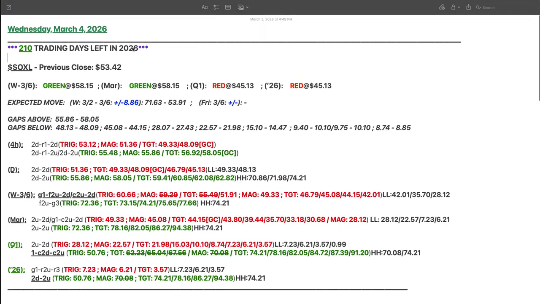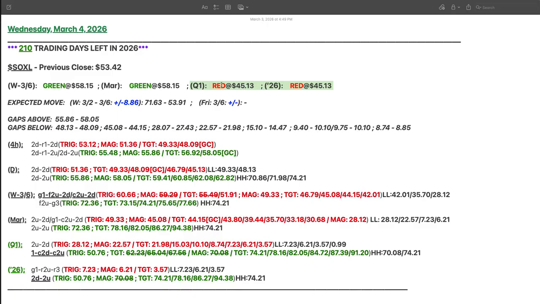We've looked at the charts quite a bit today. So again, for Wednesday, March 4th, there will be 210 trading days left in the year. The close on Tuesday, March 3rd, was 53.42. And we know that the week and the month have flipped red now, right? We've got to get back above the 58.15 level to flip those green. The quarter and the year are still green. We would take getting below 45.13 to flip those red.